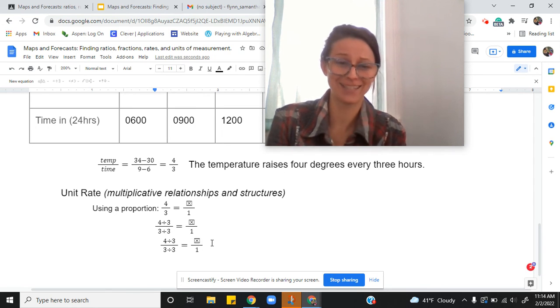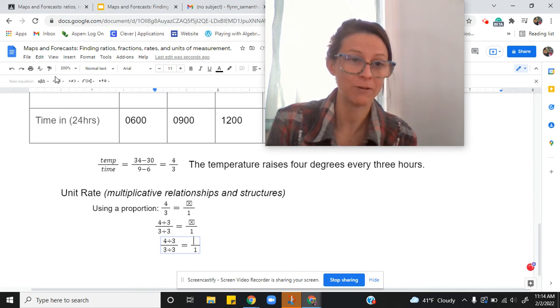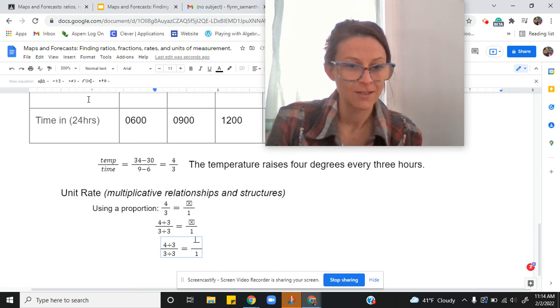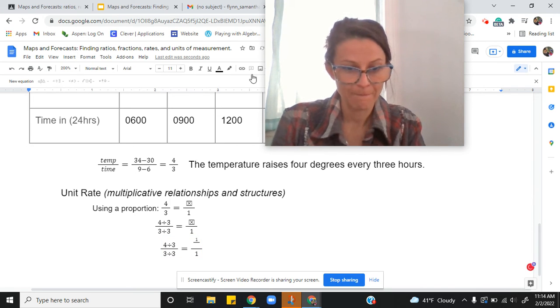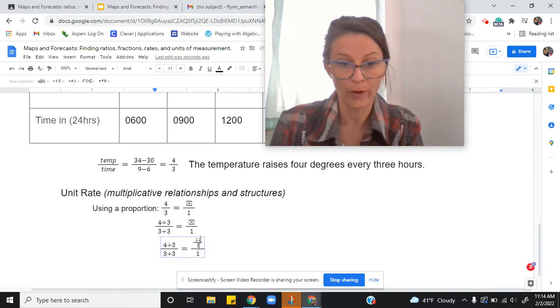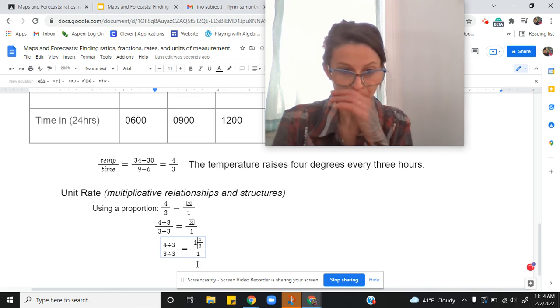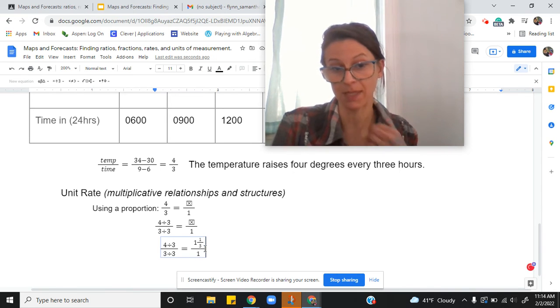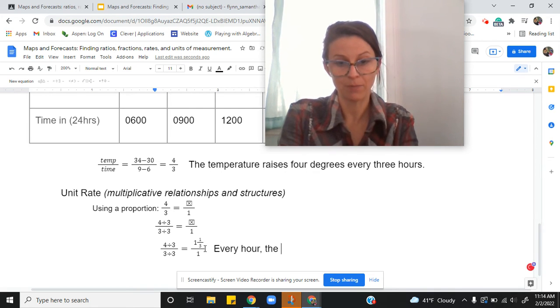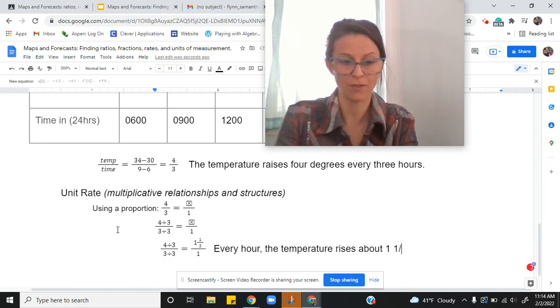1 1/3. Isn't that funny? That's how I would leave it. I prefer fractions over repeating or really long decimal expansions. You clearly could write 1.33333. I simply prefer 1 1/3. It's more precise in my opinion. So this tells me that every hour the temperature rises about 1 1/3 degrees Fahrenheit.